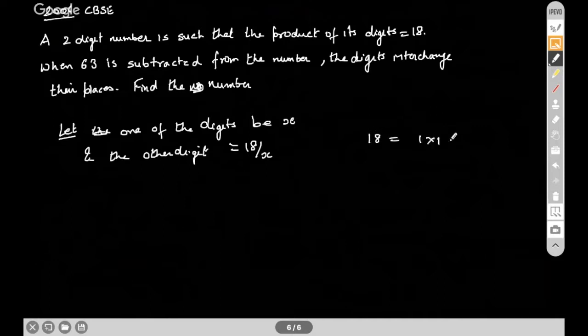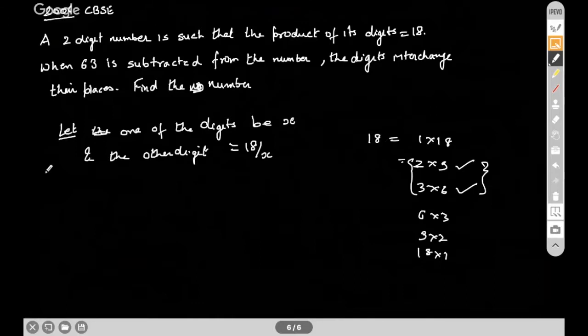18 can be 1 into 18, 18 can be equal to 2 into 9. So here is one possibility. 18 can be also written as 3 into 6, another possibility, and then 6 into 3, and then 9 into 2, and then 18 into 1 again. So either of these solutions will be there. But let's go ahead and see whether we are doing it correctly or not.